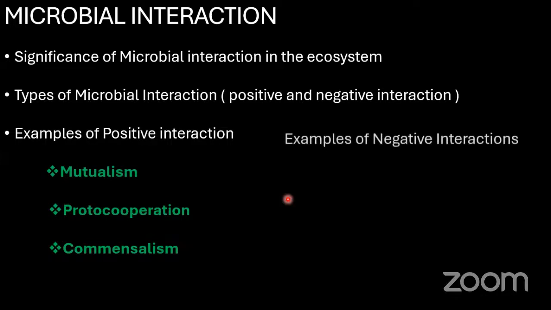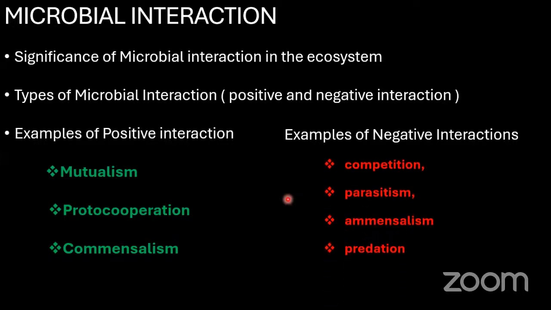So we also have the negative interaction. Negative interactions are interactions that lead to a harmful outcome. Harmful outcome in the sense that one organism is either injured or is badly affected. One organism suffers while the other one survives. Examples of negative interaction are competition, parasitism, and predation.